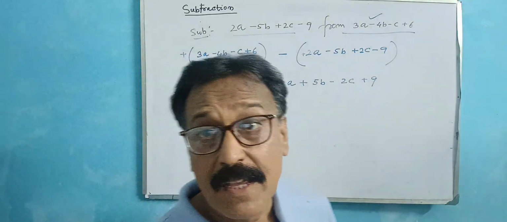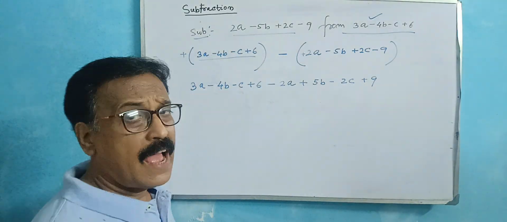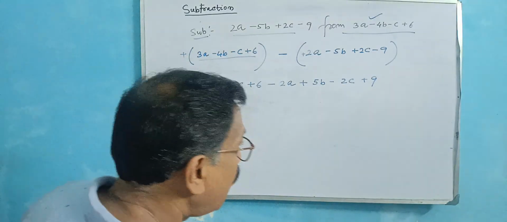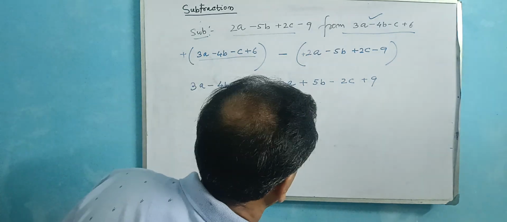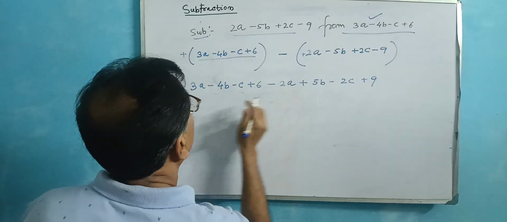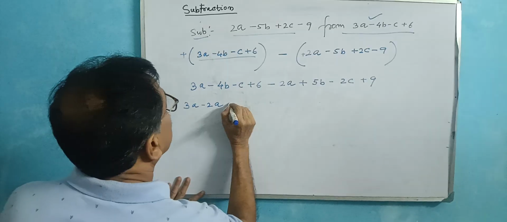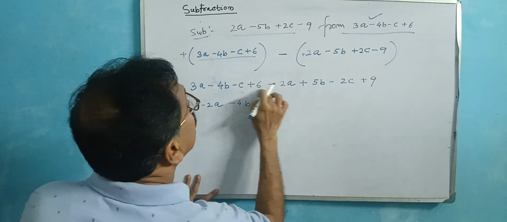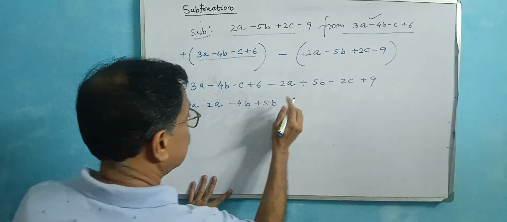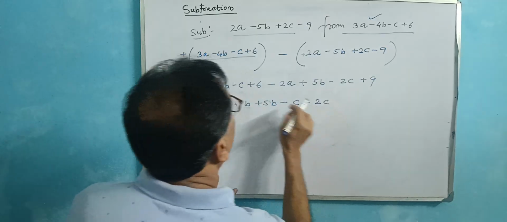Subtraction is completed. Now there is a rule of simplify, and the like terms you write side by side. Okay, like terms. So what is the like term here? This is 3a, and what is 3a? This is the a, you write. There is no other a. The minus 4b, so where is b? These are plus 5b. Okay, no problem. Minus c, here is minus 2c. No problem. Plus 6, plus 9.